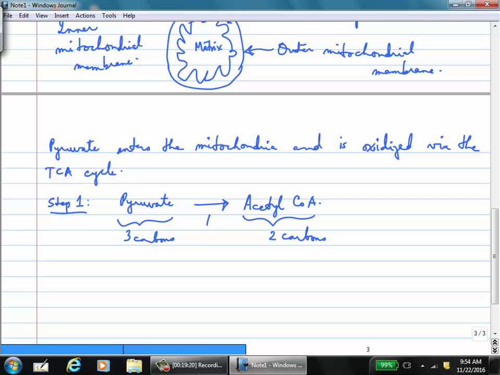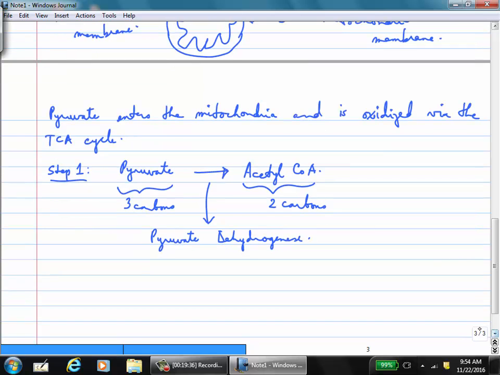And this reaction is catalyzed by an enzyme called pyruvate dehydrogenase. So that's the first step. Once it gets inside the mitochondria, pyruvate is converted to acetyl coenzyme A, and this procedure is called the oxidative decarboxylation of pyruvate, because carbon is being lost.